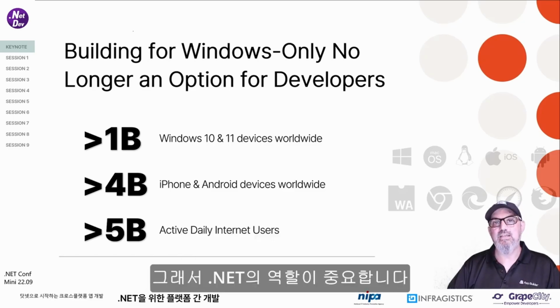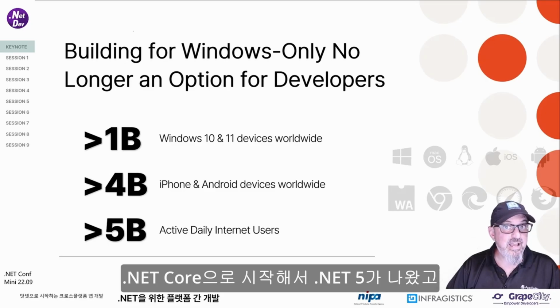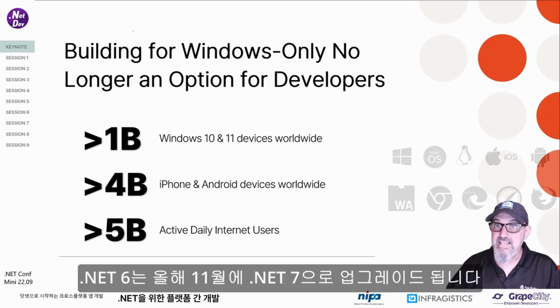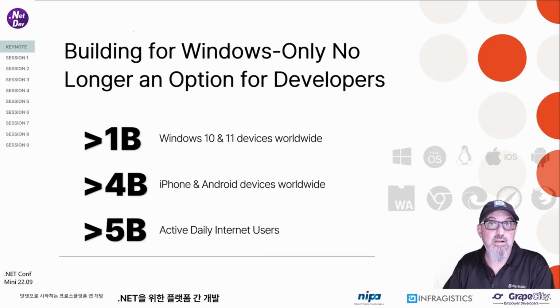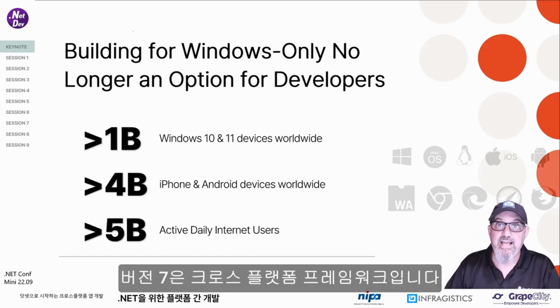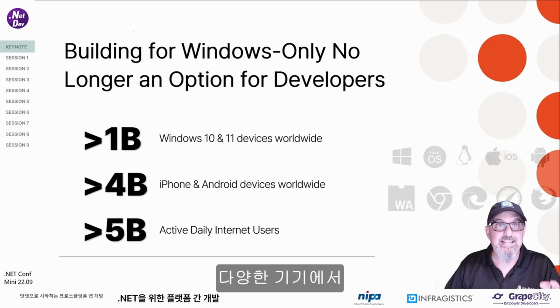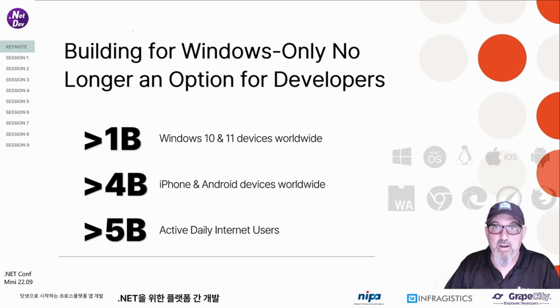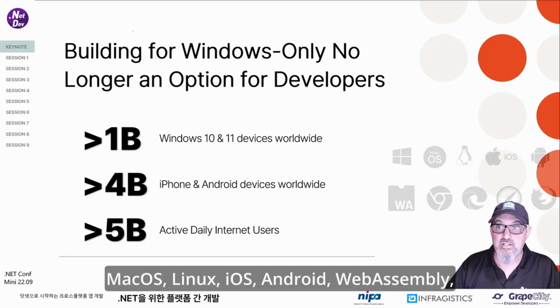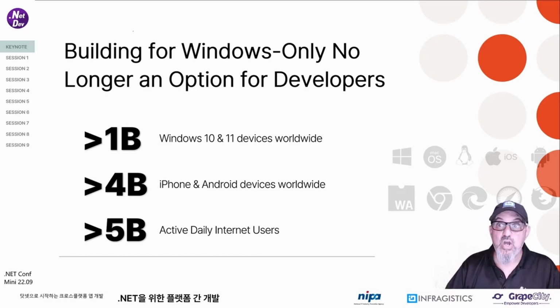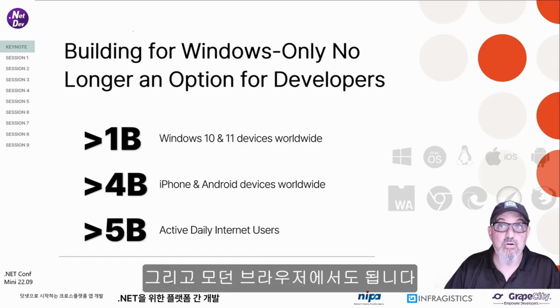Microsoft recognizes this, and that's where .NET comes in. .NET, since .NET 5 with .NET Core and now .NET 6, soon to be .NET 7 in November of this year, is a cross-platform framework. It is a single base class library that allows you to run .NET applications across different devices. This includes Mac OS, Linux, iOS, Android, WebAssembly, and any modern browser.